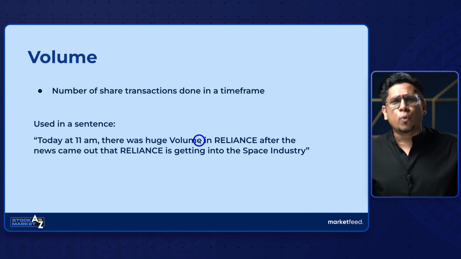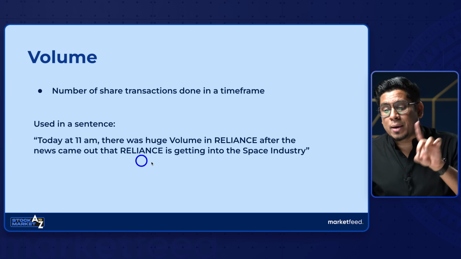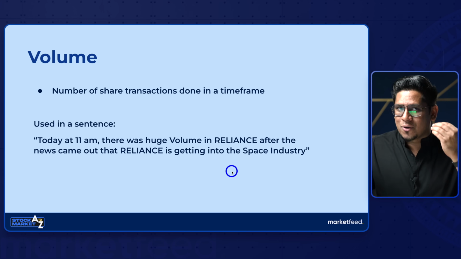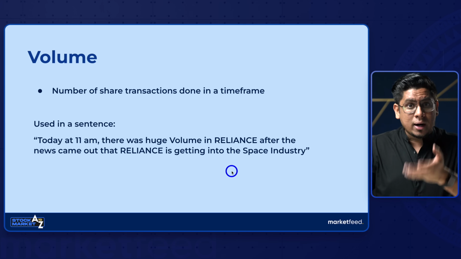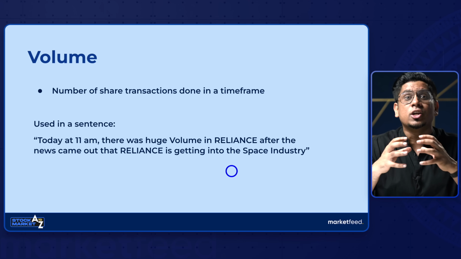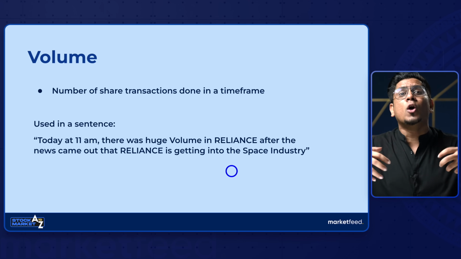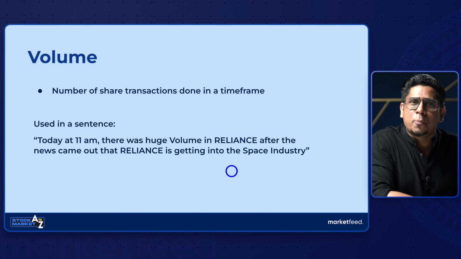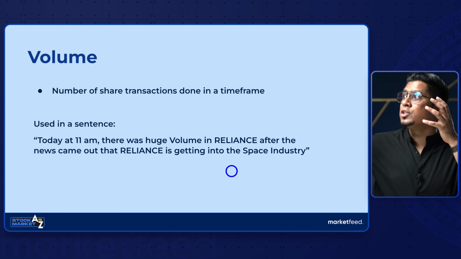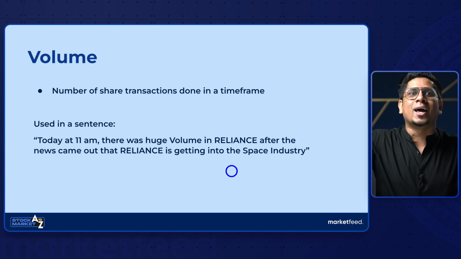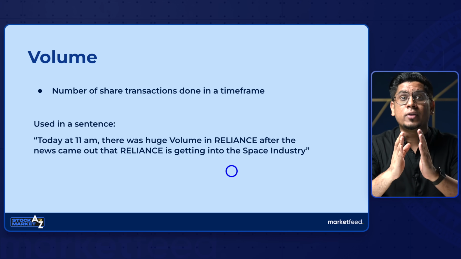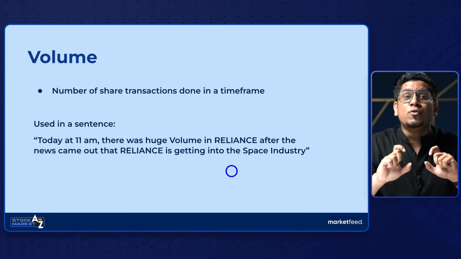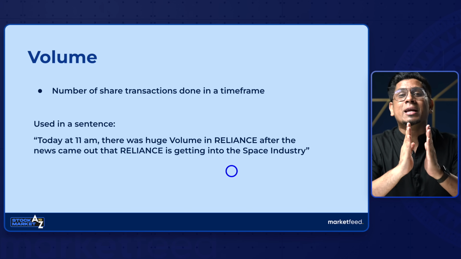Used in a sentence here as, today at 11 a.m. there was a huge volume in Reliance after the news came out that Reliance is getting into the space industry. Now, this is just a funny example that I've taken, but you understand that when such news comes out, a lot of people would want to buy Reliance, and maybe a lot of people who bought Reliance at a much lower price would feel, okay, since there is huge demand, let's sell at a very high price, and they might sell also. Because of that, a lot of transactions might happen when such news comes out, and we could say there was huge volume in Reliance.